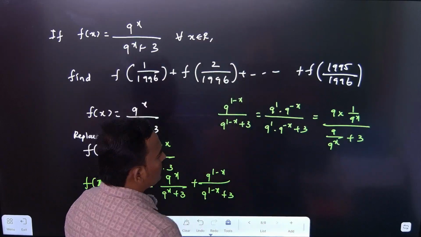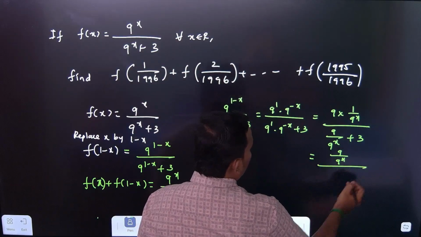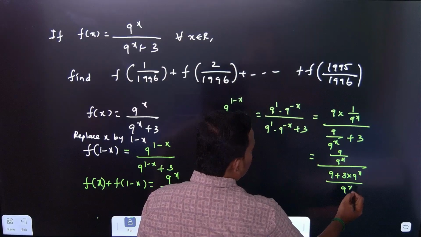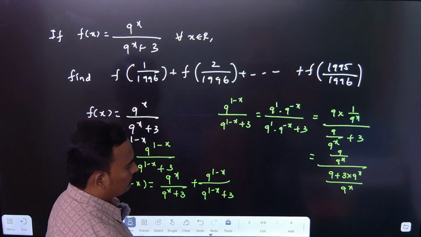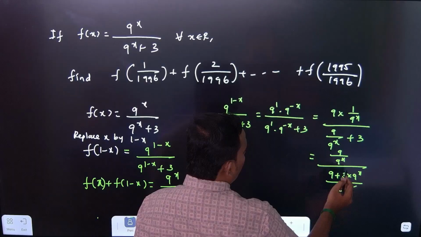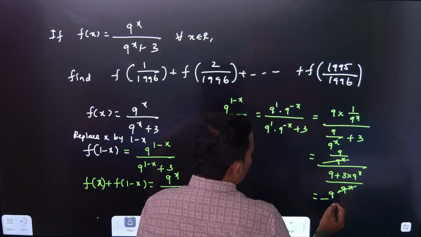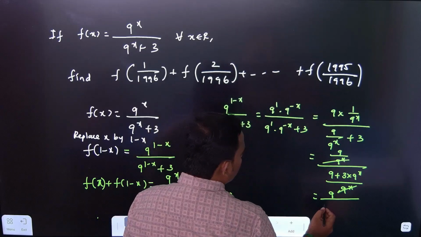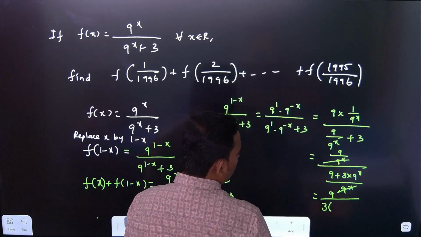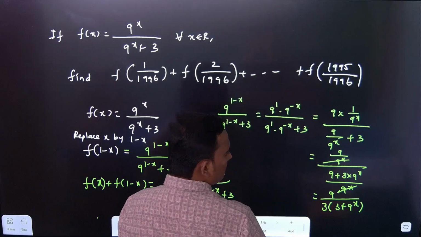Okay. Just observe that. So here 9 by 9 power x whole divided by 9 plus 3 into 9 power x divided by 9 power x. Clear? I'm just taking LCM, right? 9 plus 3 into 9 power x. 9 power x, 9 power x cancel. Then what is left? 9 divided by, you can see which one we can take common here. 3 you take common. So what is left? 3 plus 9 power x we can write. Clear?